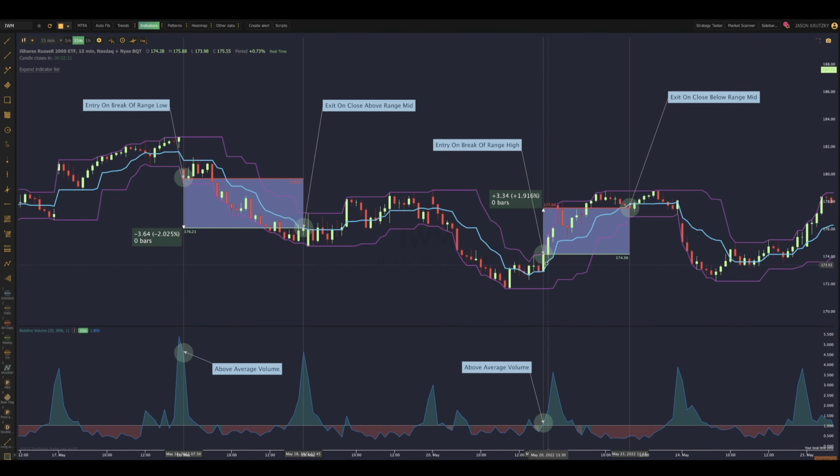On the long side, price taking out a range high. We're going to enter in on the close of that candle. We're going to close out when price closes below the middle of the range right here for a net profit of about 1.9%. So there you have it, folks.